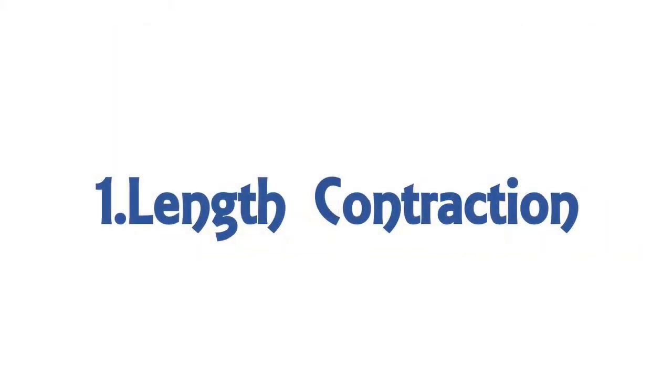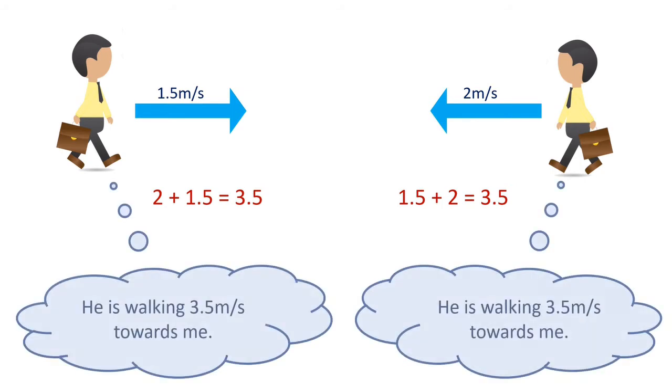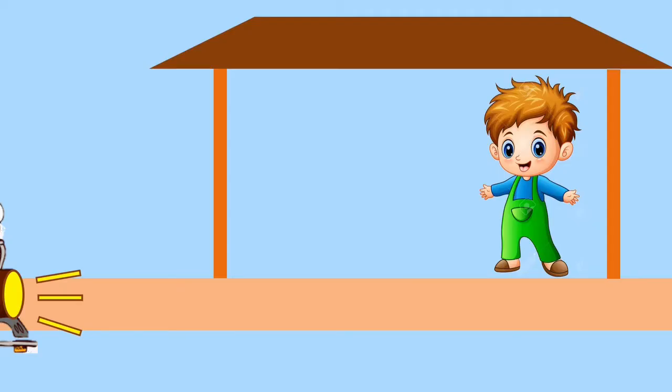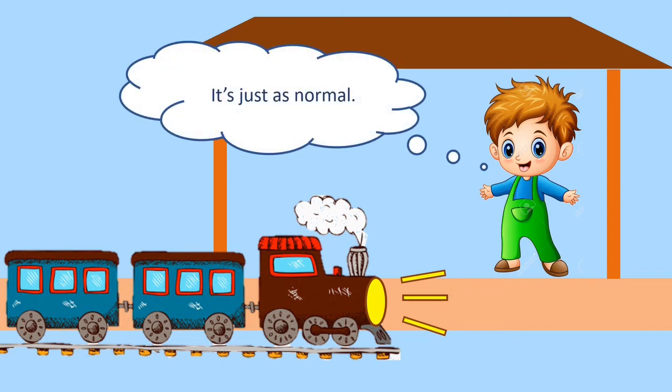And guess what? Velocity affects not only your length, but also your time. According to Newton's law, if there is relative velocity between the observer and the observed, the velocity of the observed that the observer sees will change. But today, when a train approaches, you, standing at the platform observing the train, won't notice the velocity of the headlight changing. In fact, you'll see the light as normal.